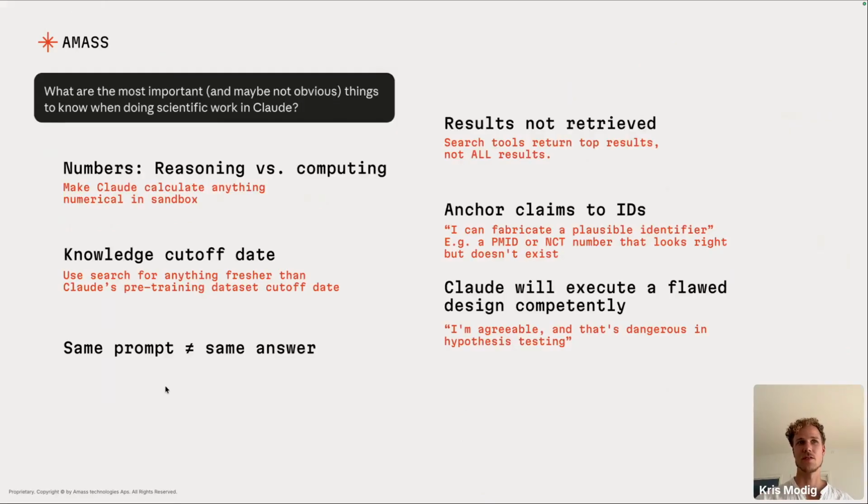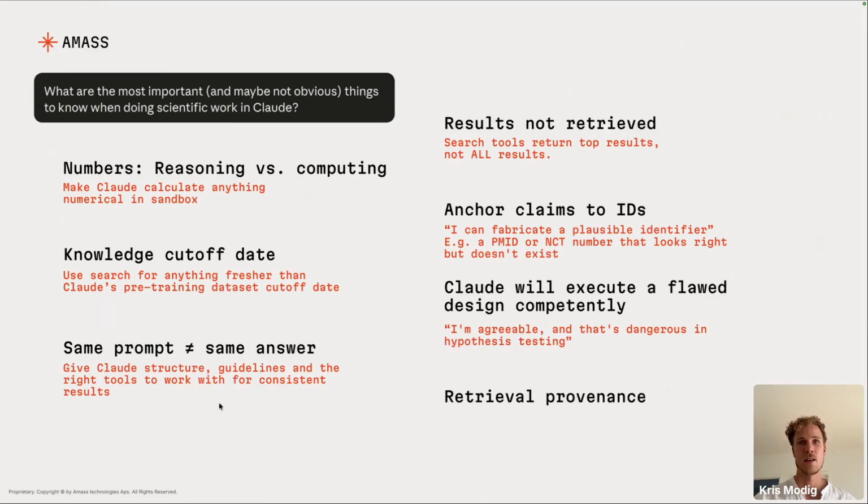The same prompt doesn't equal the same answer either. LLMs are not deterministic. That's why we need to give structure and guidelines and also the right tools for Claude to work with to get consistent results. Then there's retrieval provenance. This basically means that we are able to not only link back to the original sources, but also understand how we got to those sources, be able to replicate that kind of search or query, and potentially also log the steps on how we got there.